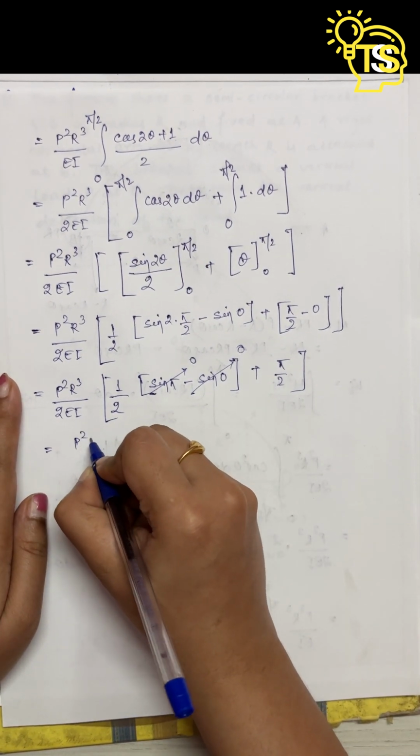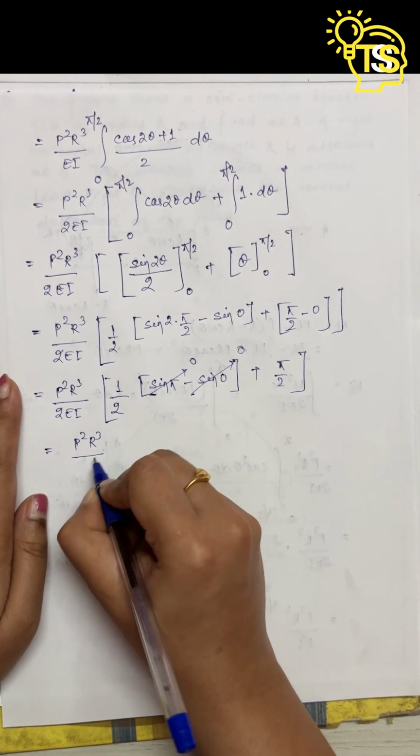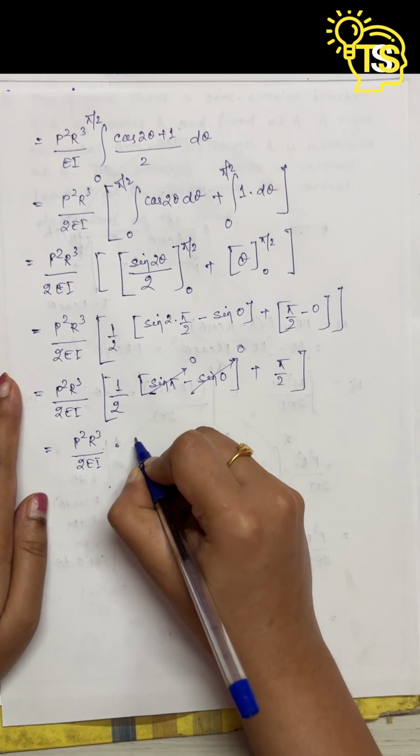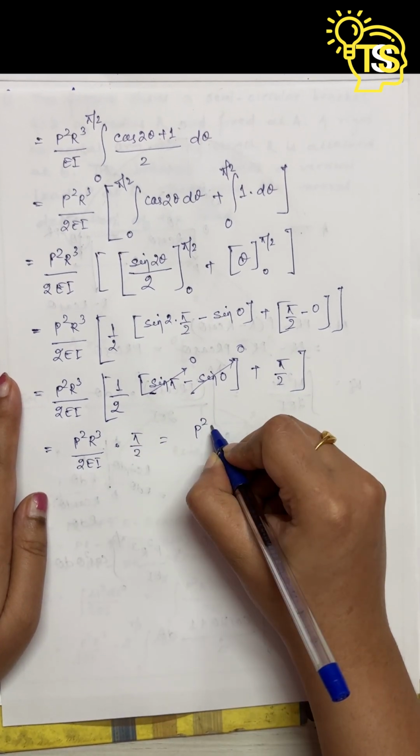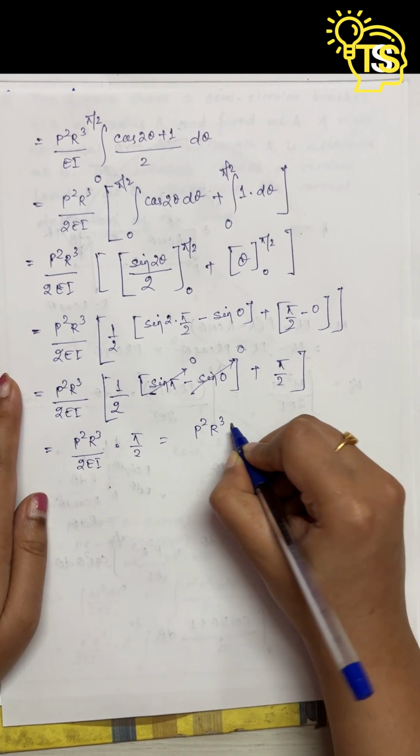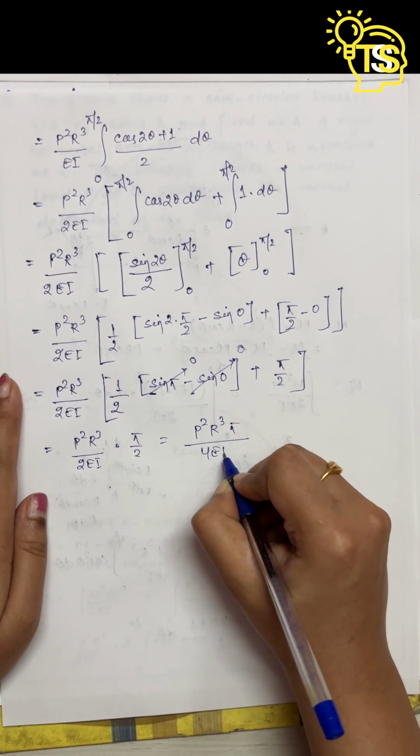So the value we will get is P square r cube upon 2EI into pi by 2. The value of strain energy we got is P square r cube pi upon 4EI.